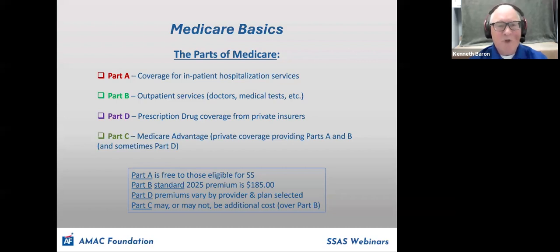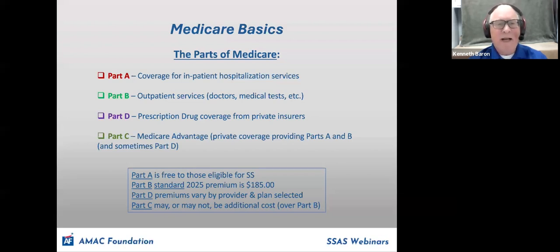The Part B premium for 2025, folks, is going to be $185 a month. That is the basic standard premium. Part D premium varies by a provider and the plan that you select. Now, that is not something Social Security can help you with. It's not anything our foundation advisors can also help you with, but can certainly steer you in the right direction if you so wish. Part C is a Medicare Advantage plan.